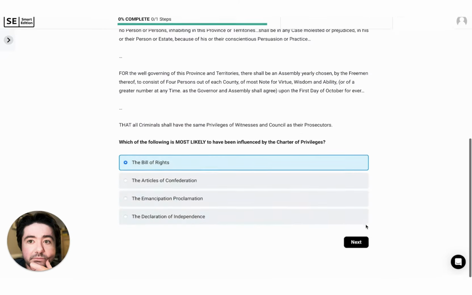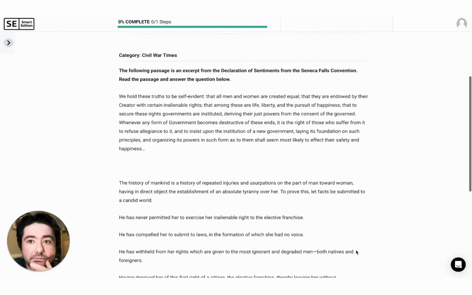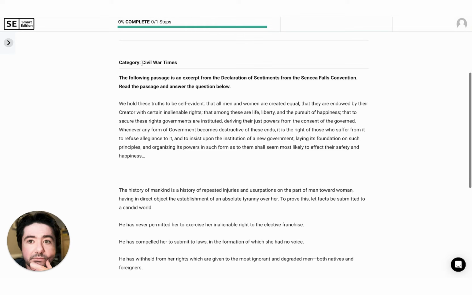Moving on to question 11. Looks like we have a longer document, and we have a new category, Civil War times, mid-19th century, mid-1800s. The following passage is an excerpt from the Declaration of Sentiments from the Seneca Falls Convention, an early convention of an early feminist movement, women asking for greater rights. Read the passage and answer the question below.